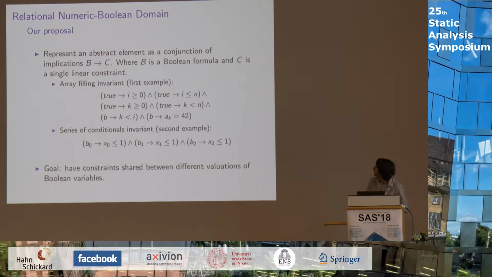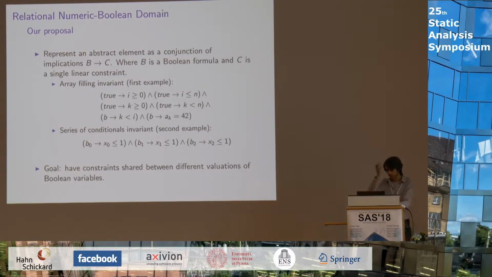Right, so for the case of array filling, like our first example, we would be able to express an element like that. You see true implies i greater than 0, true implies i less than n, and so on. Everything that is true for all cases. And then there would be specific constraints that need to hold only when B is true. B implies k less than i, B implies A[k] equals 42.